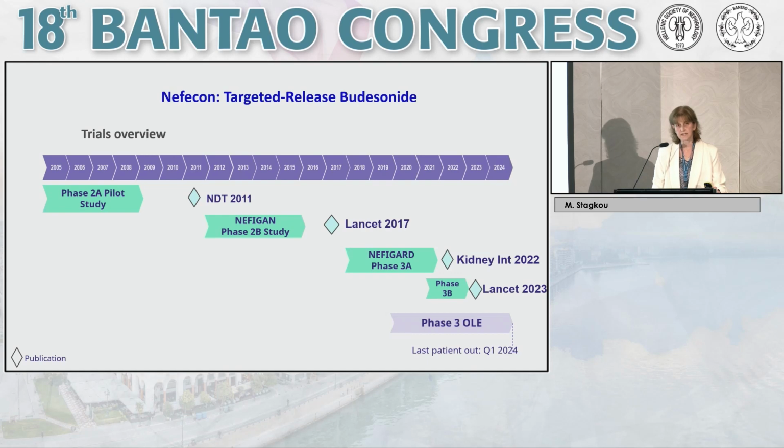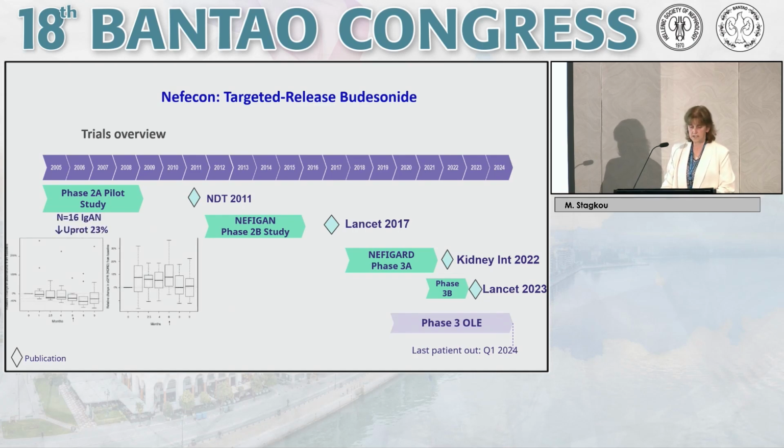And we can see here the 4 trials with Nefecon. The first one was a phase 2 pilot study, which was published in NDT in 2011. Here we had 16 patients with IgA nephropathy who received 16 milligrams of budesonide, and they were found to have reduced proteinuria some months later.